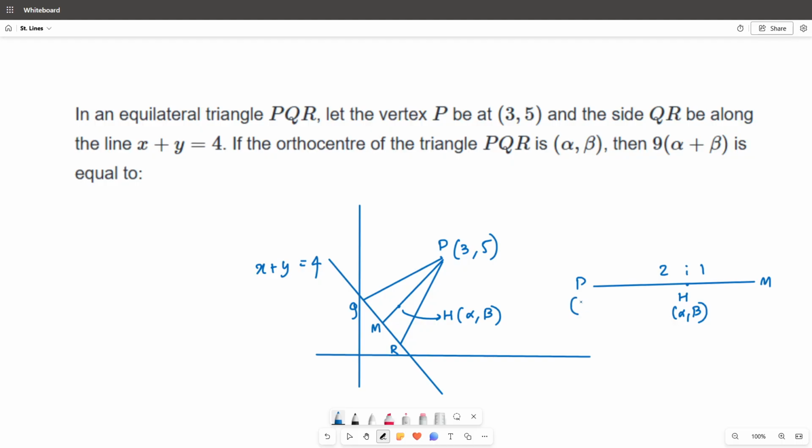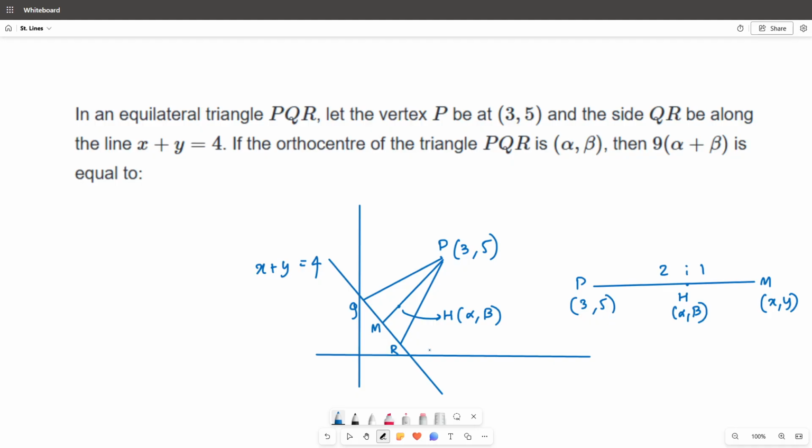So P we know as 3 comma 5, and we will find the M, that is the foot of perpendicular from point 3 comma 5 onto the line x plus y is equal to 4, and let the M point be x comma y. So let's first find the foot of perpendicular.